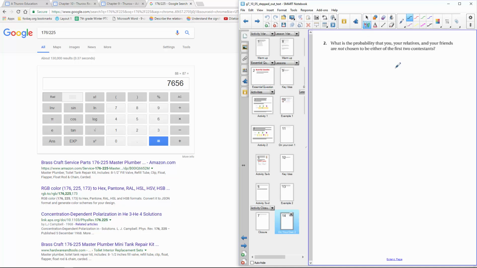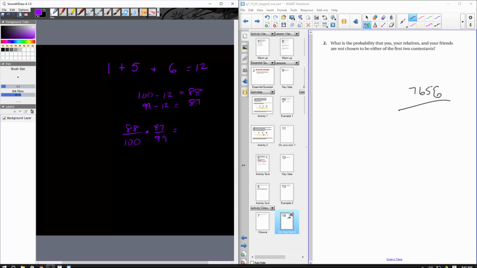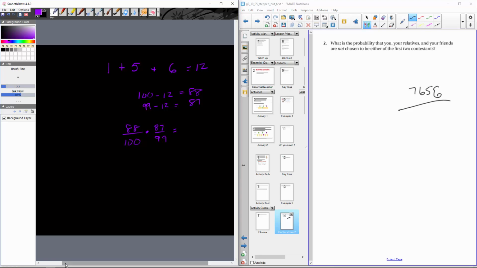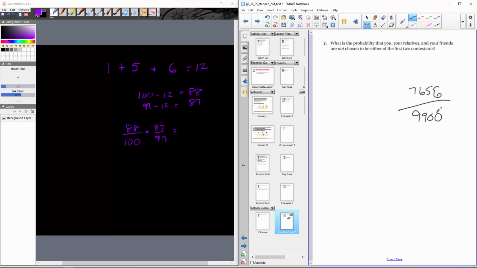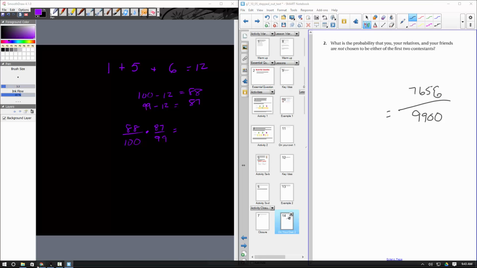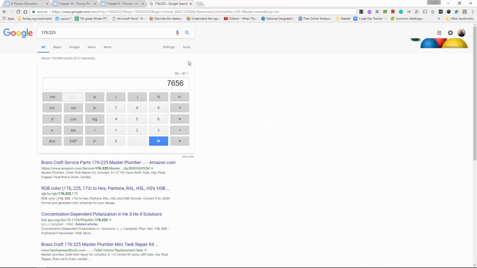So I'm going to write that down. 7656 divided by, and if I go back to what I was doing here, I have 100 times 99 again, right? So that's 9900. So let's just quickly divide these two numbers. And I recommend going back and looking at this if you get confused by it, because it is something new. I totally get it.